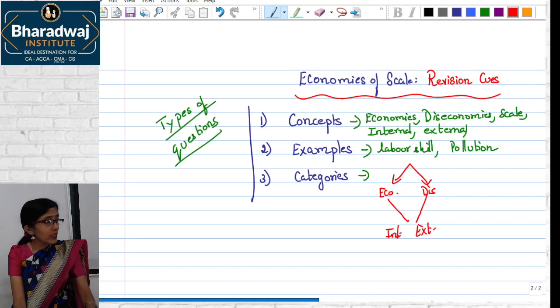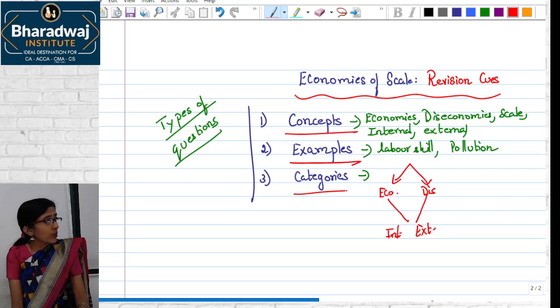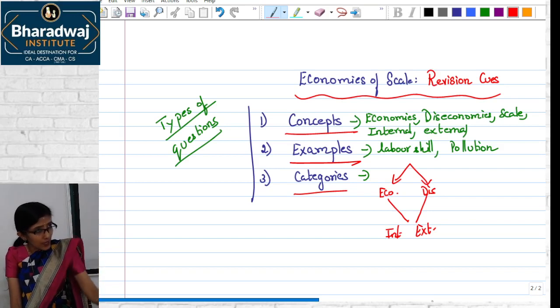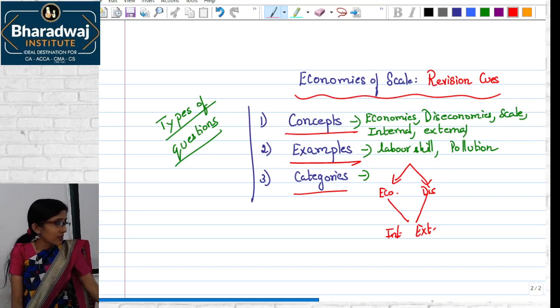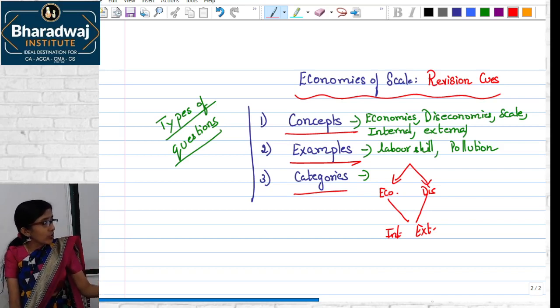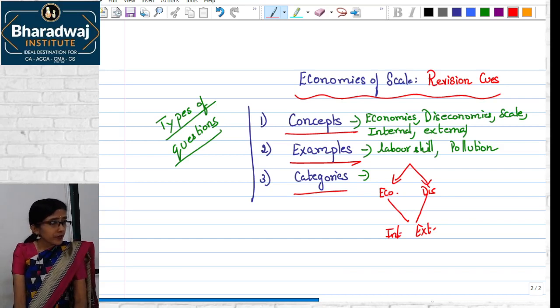Okay. Now with the small revision cues, concepts, examples and categories, that should be the nature of preparation for the examination. What are the terms used there? What are the examples given? If you understand and study this topic, there's nothing so analytical about it. Okay. Have you taken down this?